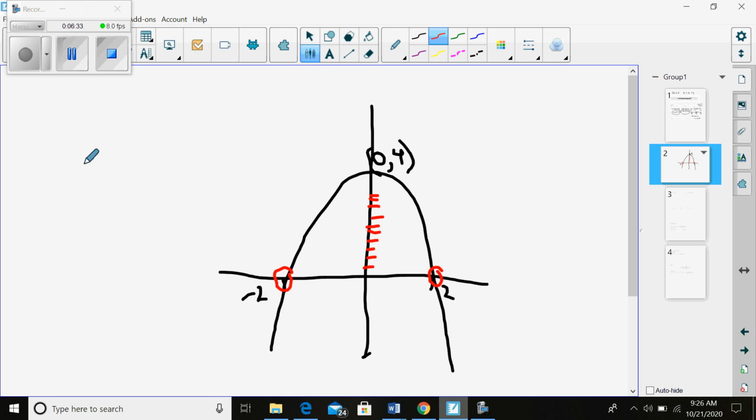This function is negative, and this is what you should have written on your quiz that a lot of you missed. This function is negative from negative infinity to negative 2 union 2 to infinity.